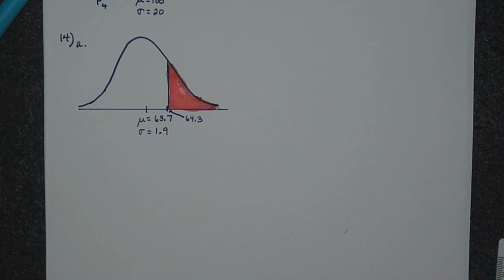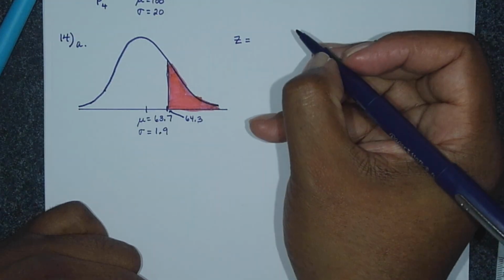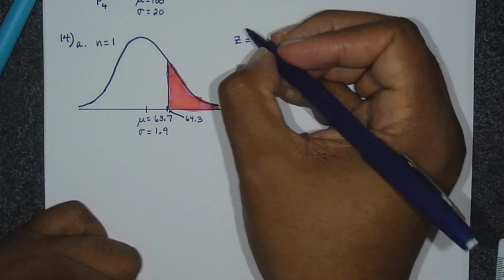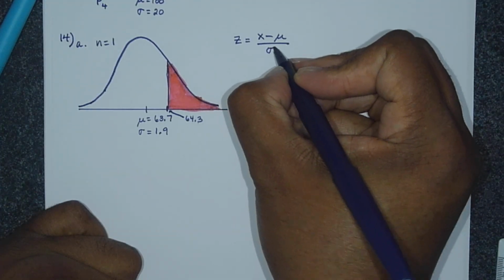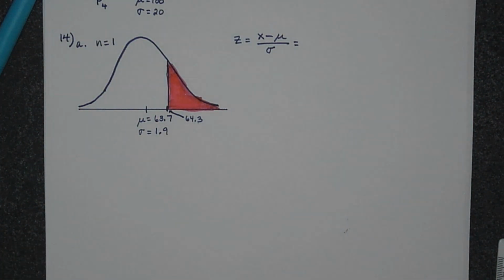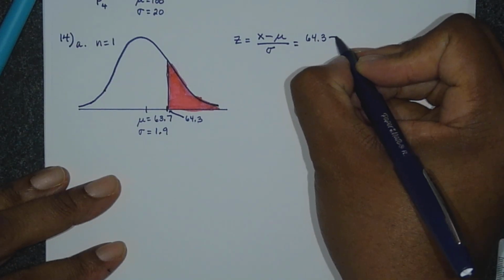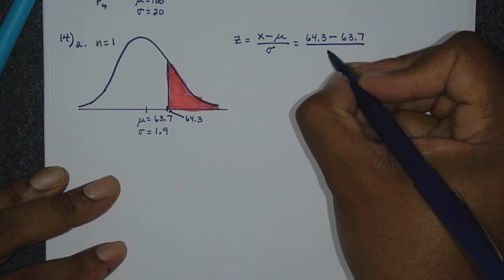All right. Now, this is where we convert to a z value. It does say "if one woman," so that means our sample size n is going to be 1. So we must use this z formula: z is equal to x minus mu divided by sigma. That means our x value is 64.3, minus mu, that's 63.7, divided by sigma, that's 1.9.